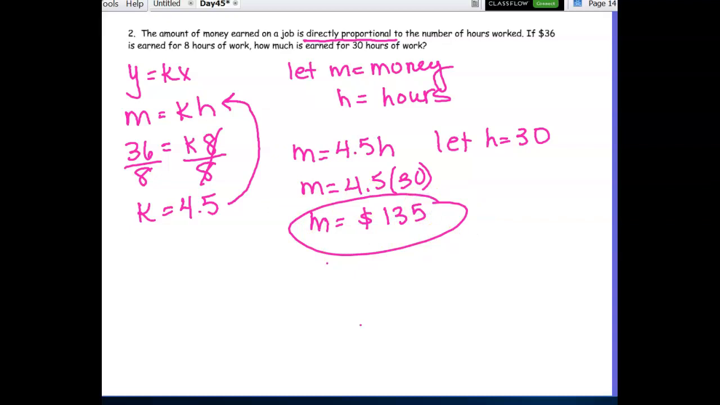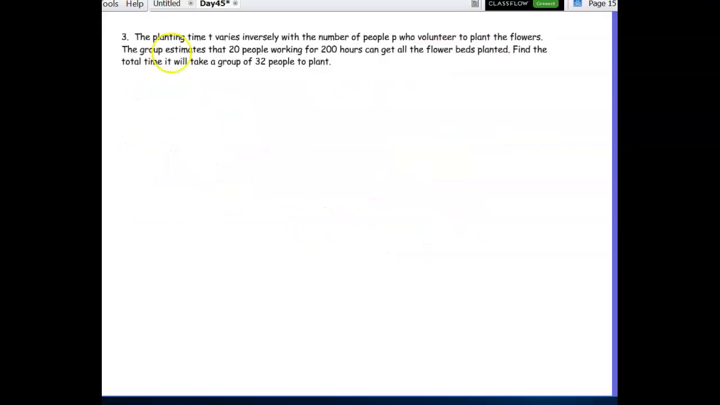Okay. All right, let's look at number 3. The planting time T, so there's our let statement. They're giving that to us. T is time.